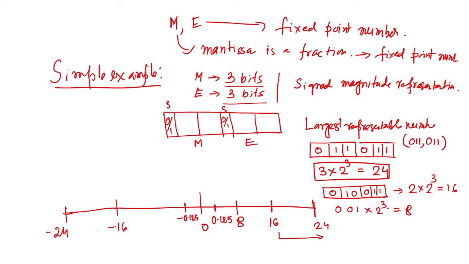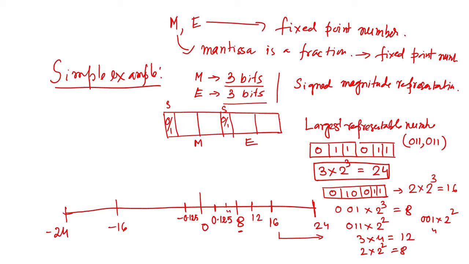So, then 3 is gone. Then what you have to do? You can take 0 1 1 into 2 to the power 2, which means 3 into 2 to the power 2, so this will be 12. So, you cannot represent any number between 16 and 24. Now, instead of 3, you can put 2 into 2 to the power 2, that means 8. So, 12 and 8 are already represented. Again, you can represent 0 0 1 into 2 to the power 2, that means 4. So, you should have somewhere here 4 also.